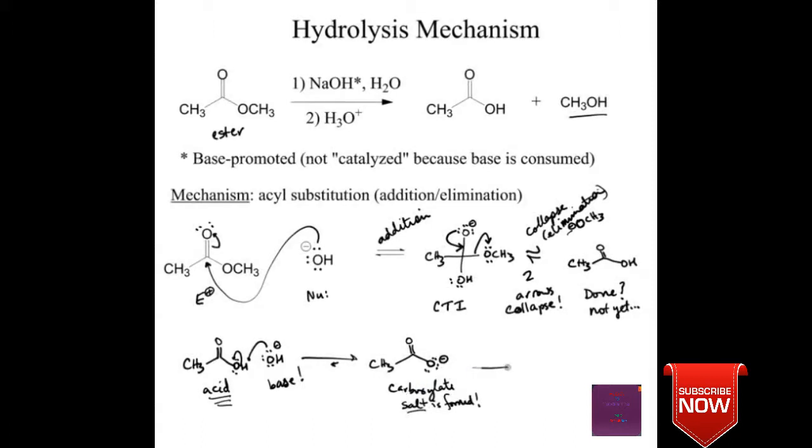Okay, and then finally, now you can see why we need this step 2, H3O+: we can protonate our carboxylate and get our carboxylic acid as our final product. And in fact, this deprotonation here drives the equilibrium forward.